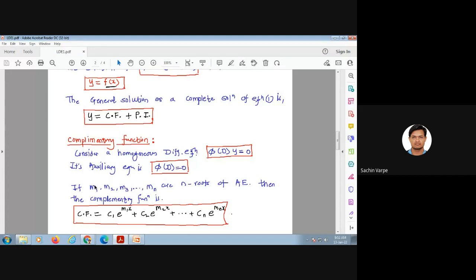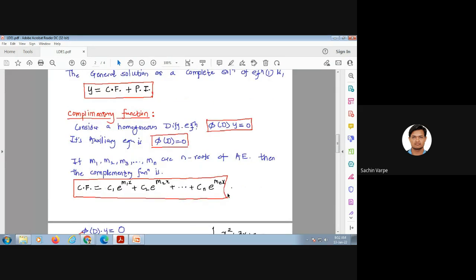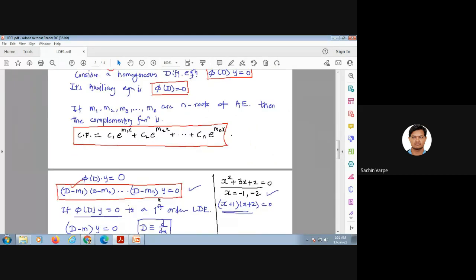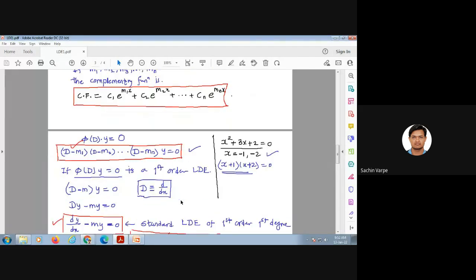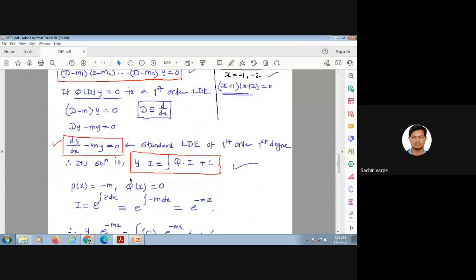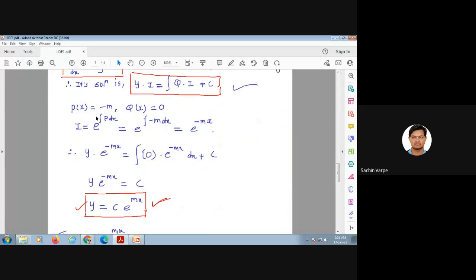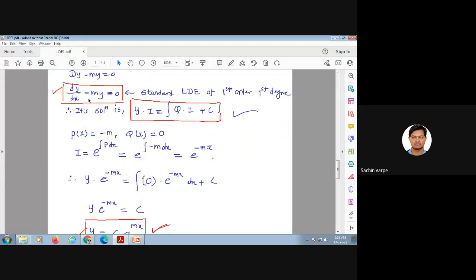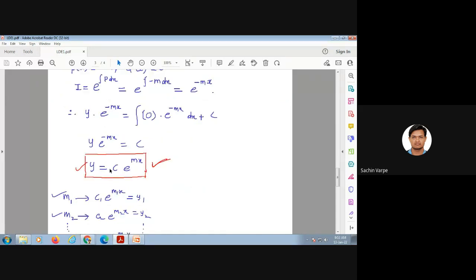Suppose those n roots are m1, m2, mn, the n roots of the auxiliary equation. Then the complementary function formula is this. And we have seen the logic behind this formula, the proof, by considering the linear differential equation of first order first degree. Its solution, that is y into I, where I is the integrating factor, is equal to integration of Q into I plus c. By obtaining the solution of the first order first degree linear differential equation, we get its solution of this form, y equal to c e to the power mx.